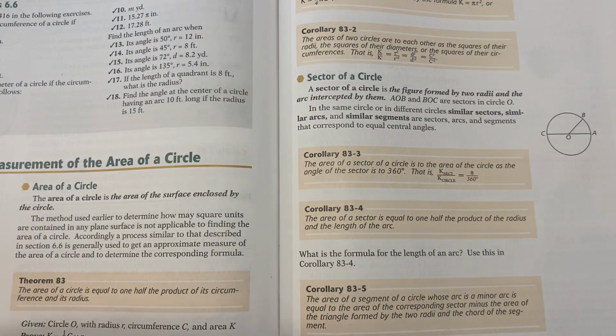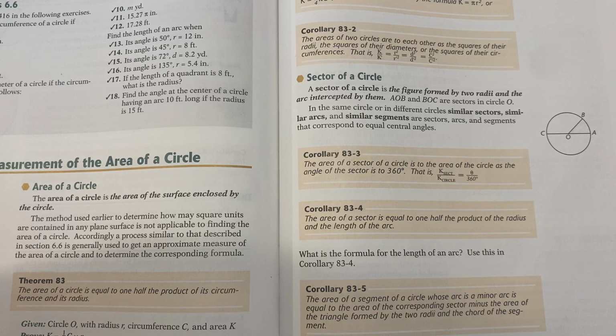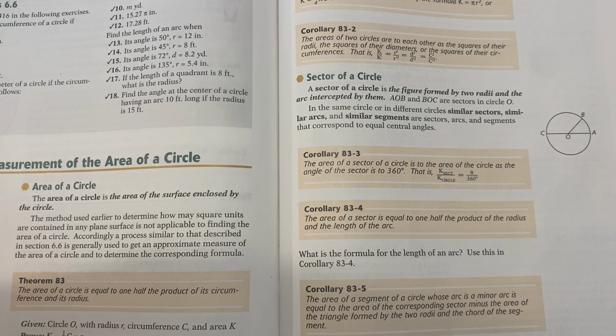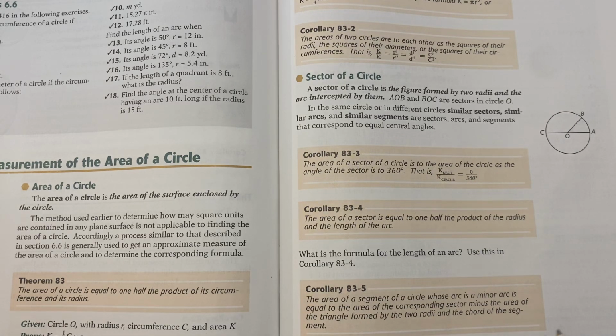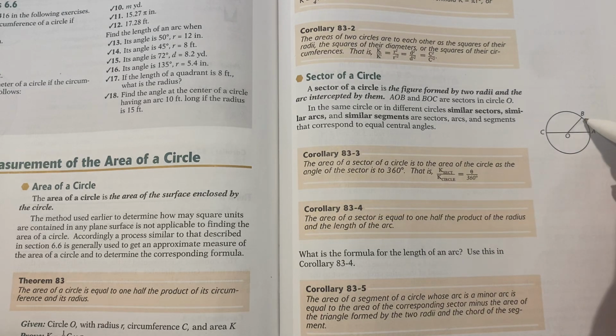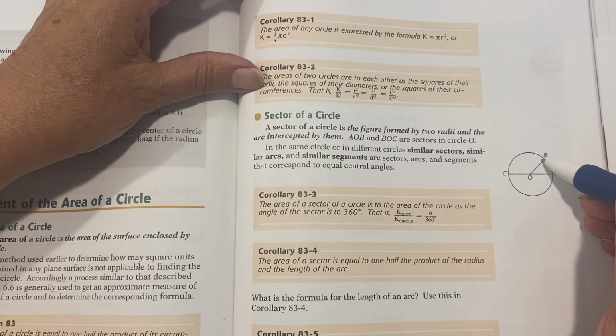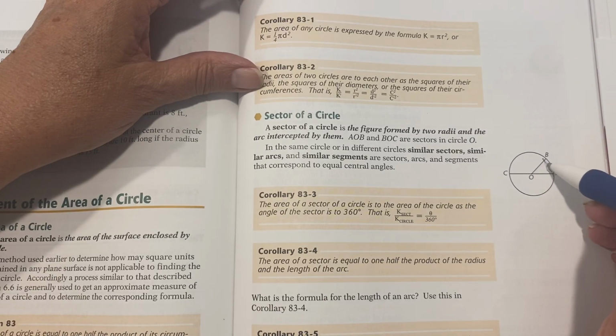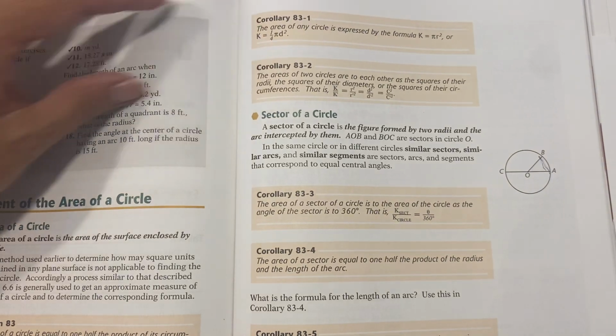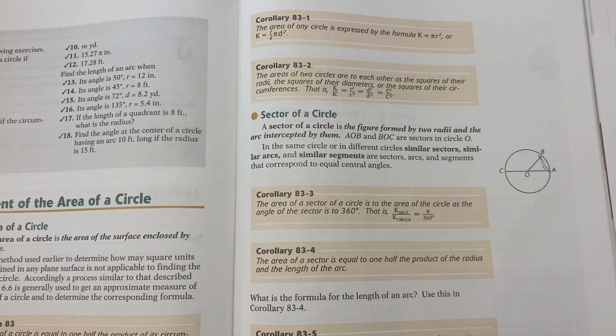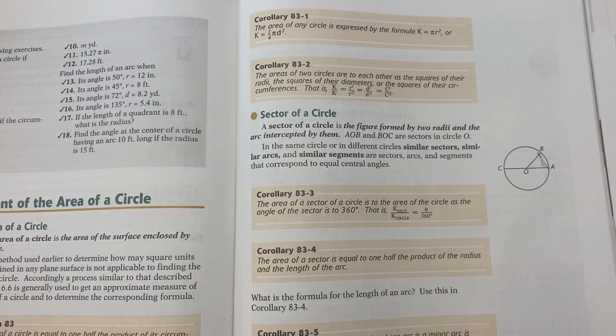The area of a segment of a circle whose arc is a minor arc is equal to the area of the corresponding sector minus the area of the triangle formed by the 2 radii and the chord of the segment. You're going to have problems like this. Say you had a section like this and you drew this here, and you need to find this little section here. Then you're going to have to subtract that triangle from it to find it. It's probably the hardest to do. It's going to be on this quiz, and then you'll have one on the test.